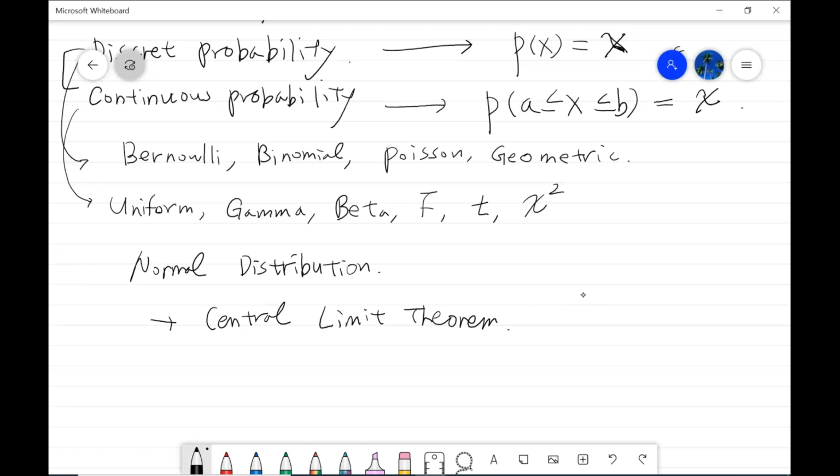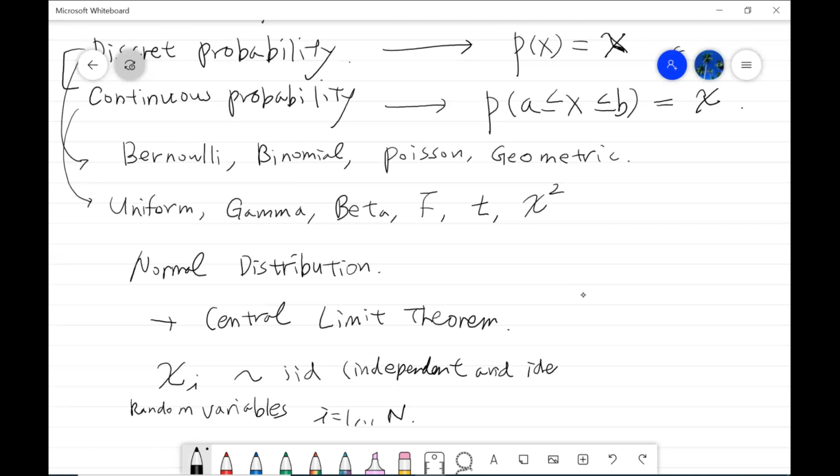According to the central limit theorem, say you have xi, which is a random variable, a random number, for i from 1 to n, large n. Then these random variables are following IID. IID means independent and identically distributed.